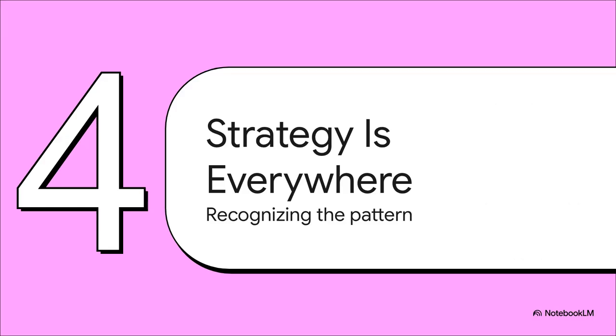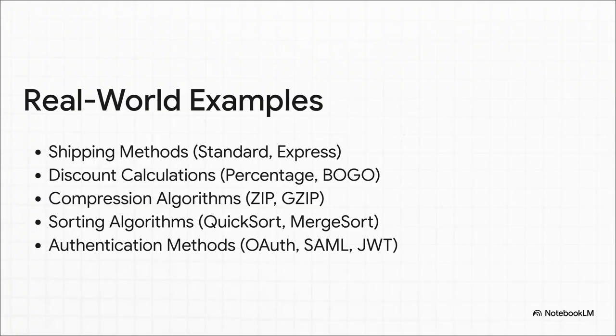So, once Alex had this aha moment, she started seeing this pattern everywhere. And you will too, because this isn't just for payments. It's a way of thinking about any family of interchangeable behaviors. Seriously, think about it. How you ship something, standard, express, overnight. Those are strategies. How you calculate a discount, percentage off, buy one, get one. Also strategies. The sorting algorithm you pick, the compression format you use, even how you authenticate a user with OAuth or JWT. They can all be different strategies. This thing is everywhere once you know what to look for.